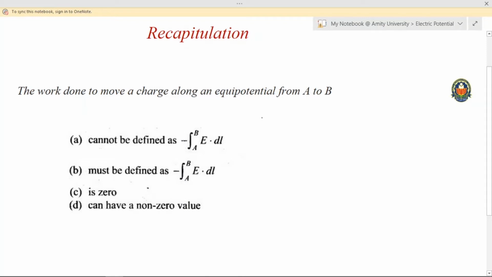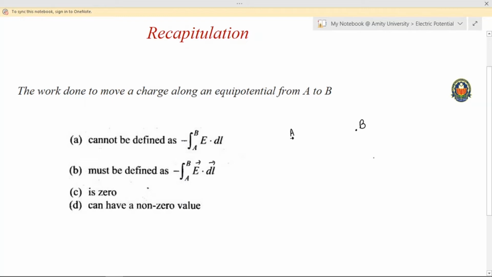There may be more than one option correct, right? Now the work done in moving a charge along an equipotential from A to B. Let's say this is point A and this is point B. Now we need to find out the work done, right? So the first option says that it cannot be defined as the negative of the line integral of electric field. Second is, it must be defined as the negative of the line integral of electric field.